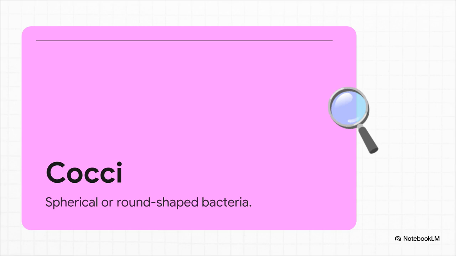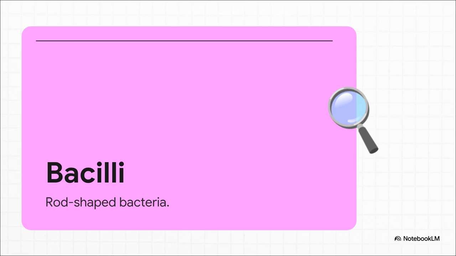One of the first things they look for is shape. It's super basic but super important. For example, if the bacteria they see under the microscope are little spheres, they're classified as cocci. And on the flip side, if they look like little rods, they're called bacilli. Just being able to tell the difference between these two shapes, cocci and bacilli, is a huge first step in the whole identification game.